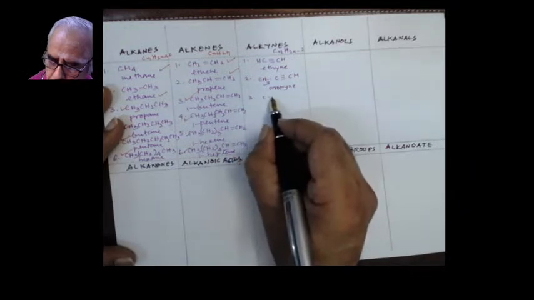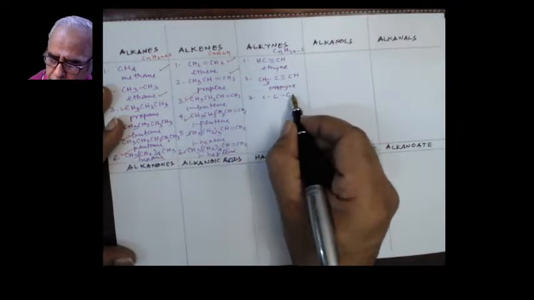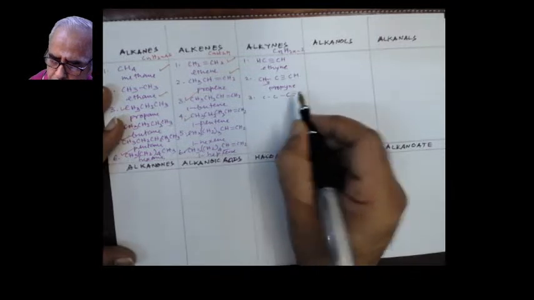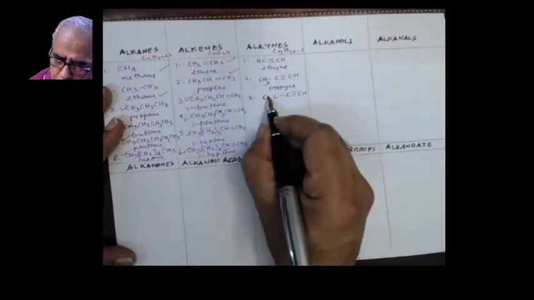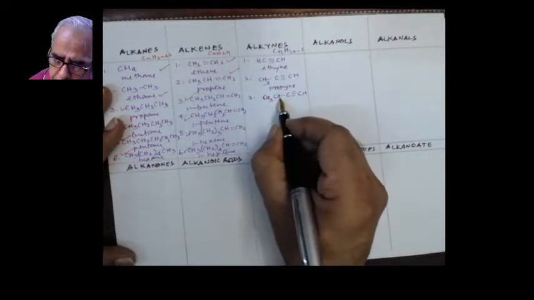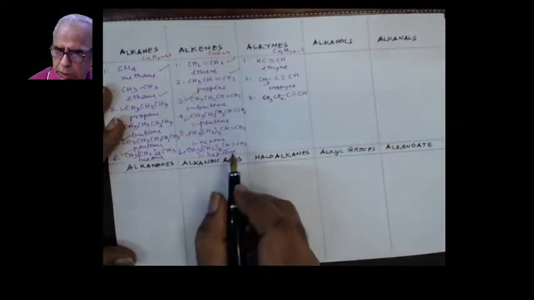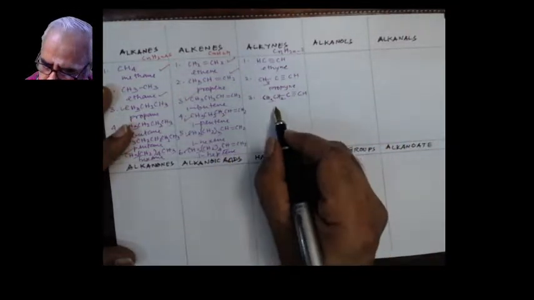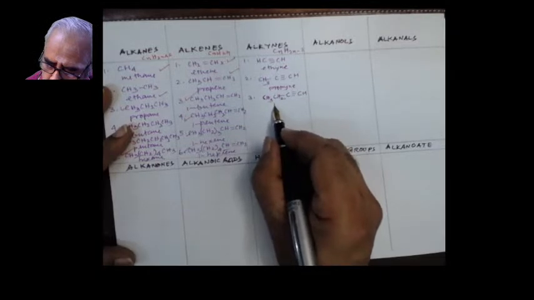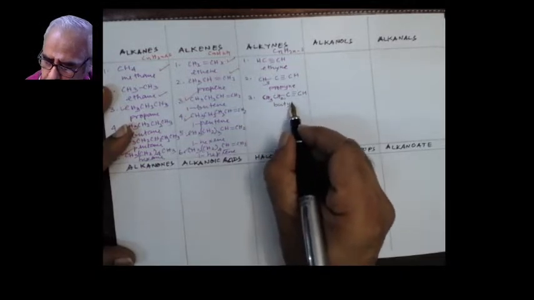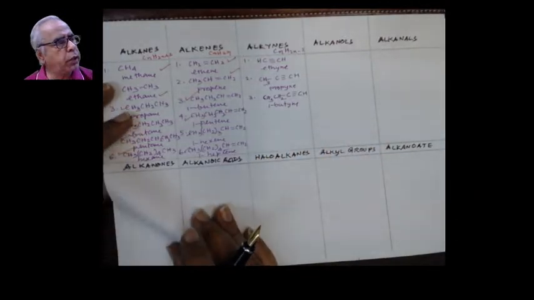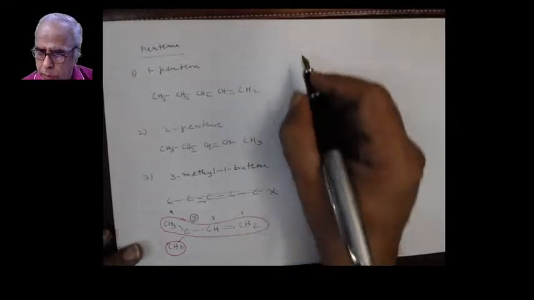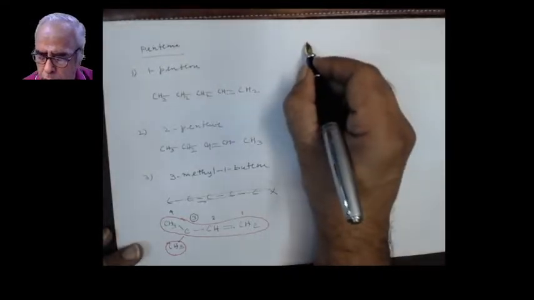And third one, 1, 2, 3, 4. So put a triple bond. Now fill up with the hydrogen. Very simple. CH3, CH2, C triple bond, CH. That's all. So what do you call it? 1-butyne. Can you write 2-butyne? Let us try. Let us try both.